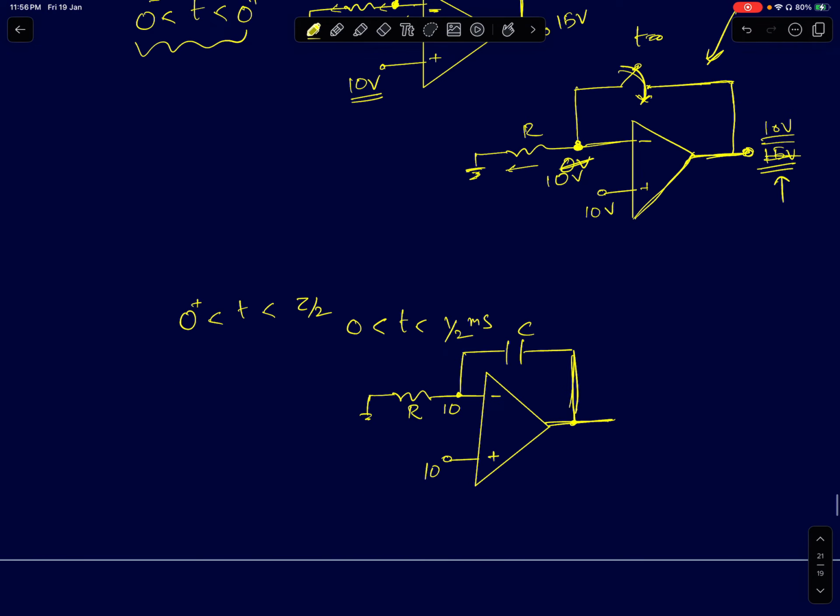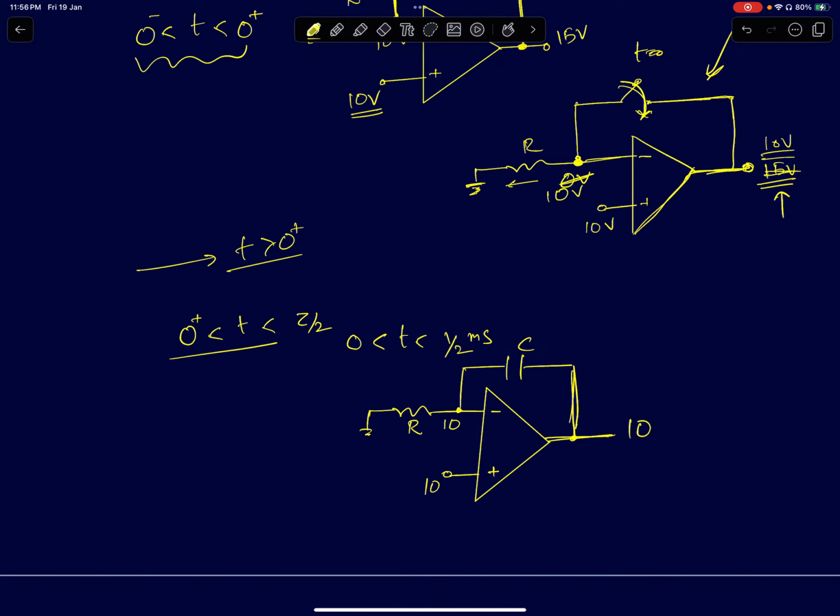So in this interval, t greater than 0 plus, integration takes place. Initially the output is at 10 volts, so the inverting terminal is also at 10 volts. So you have a current of 10 by R flowing through the resistor that will also flow through the cap. So the capacitor's voltage will increase linearly. You'll have the integral of I by C dt as the voltage across the cap, so you will get 10 by RC times t. The voltage across the capacitor will increase at the rate of 10 volts in 1 millisecond, times t, will be the time domain voltage across the capacitor.